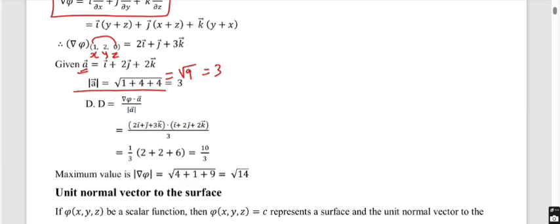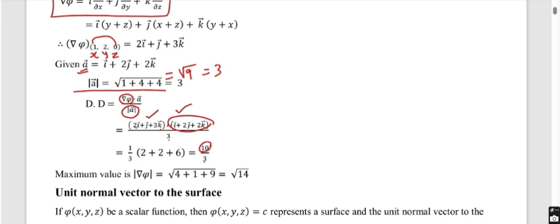Now we know the formula for directional derivative is del phi dot A vector by modulus of A vector. We found del phi is 2i vector plus j vector plus 3k vector, dot product with A vector, which is given as i vector plus 2j vector plus 2k vector. From this A vector we find modulus of A vector is 3. Now we multiply this del phi dot A vector, and the answer is 10 divided by modulus of A vector, which is 3, so 10 by 3.